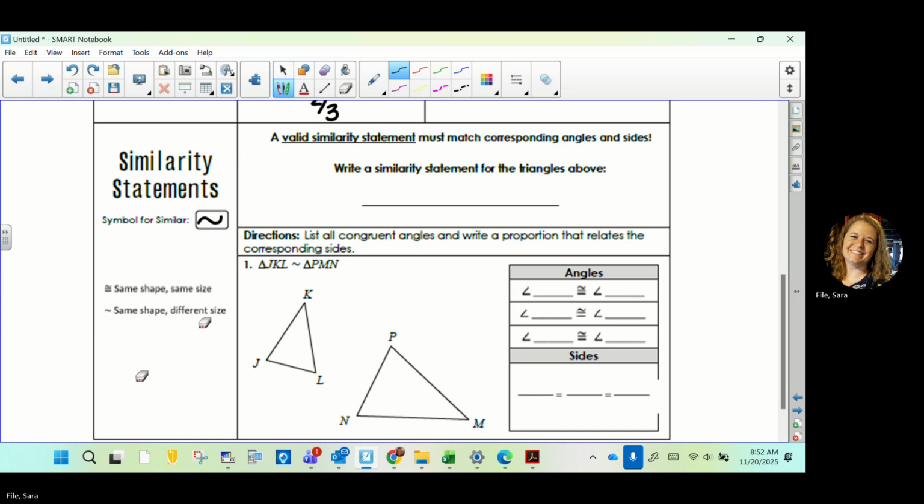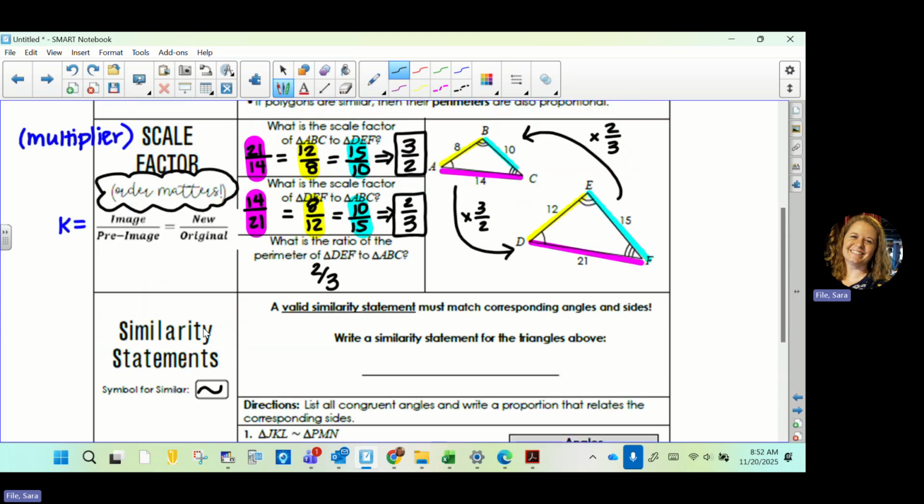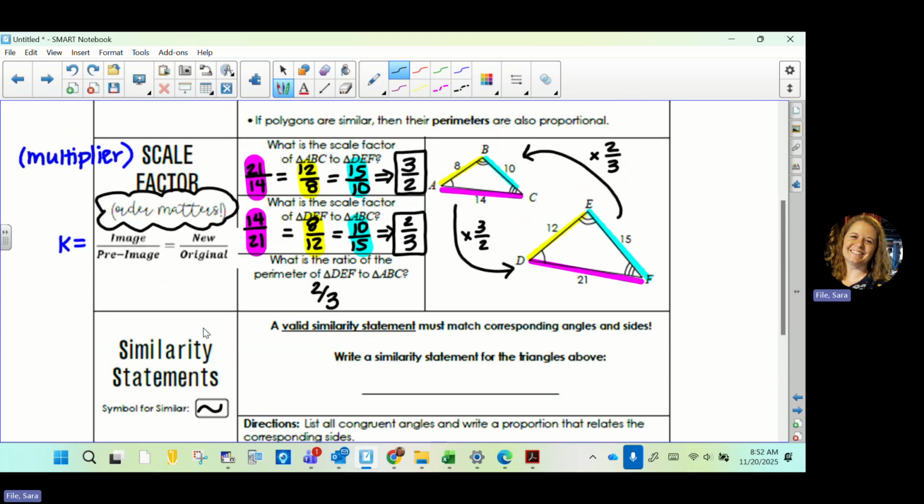So a valid similarity statement must match corresponding angles and sides. So to write a similarity statement for these triangles above, when you go to name your first triangle, we use a triangle symbol, and then you name it with the 3 vertices. So if I just do alphabetical order, that's probably easiest. So if I say A, B, C, triangle ABC is similar to triangle.